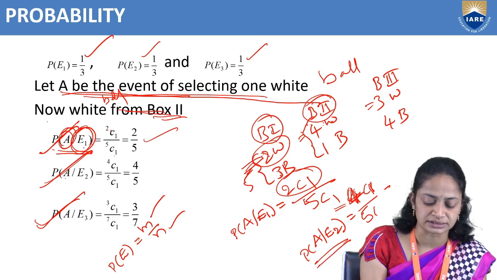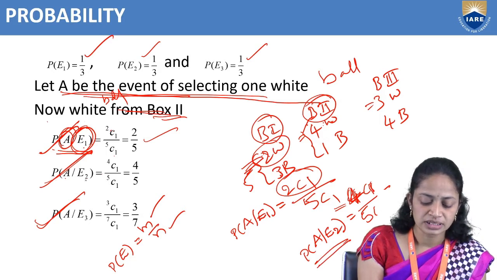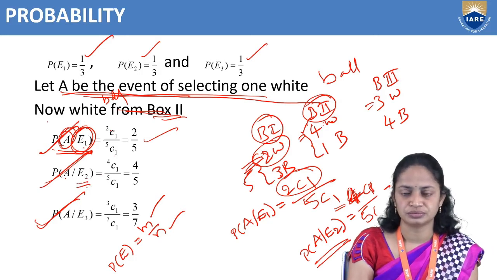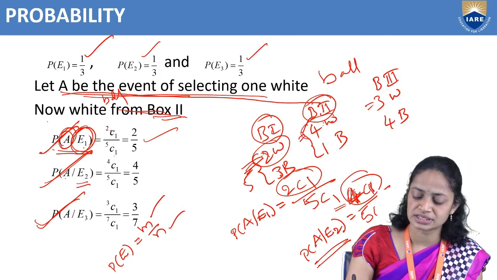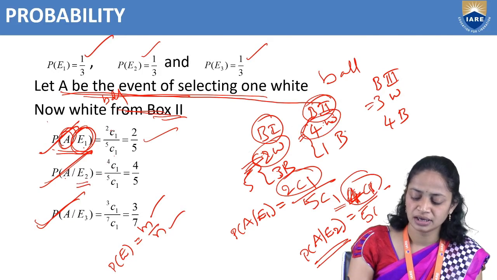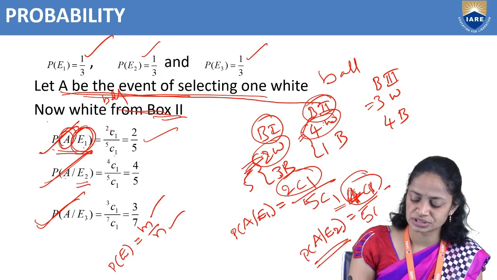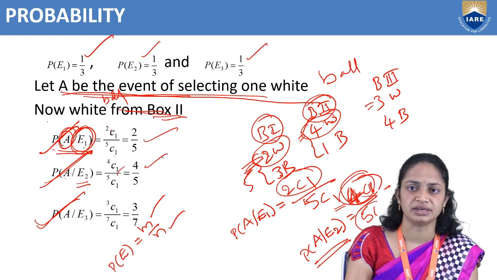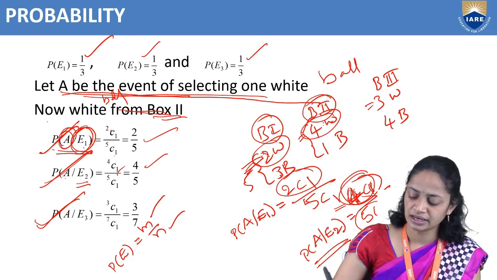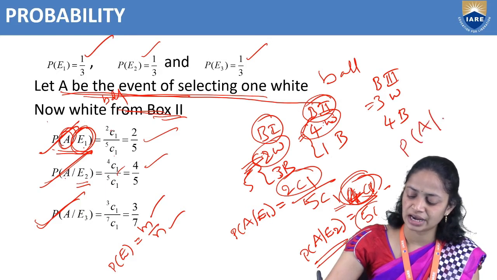So that means the probability of selecting a white ball from E2 is 4C1, total white balls, divided by 5C1, total balls. So the answer is 4 by 5. P of A divides E2 equals 4 by 5. Like that, we need to find the probability of A divides E3.